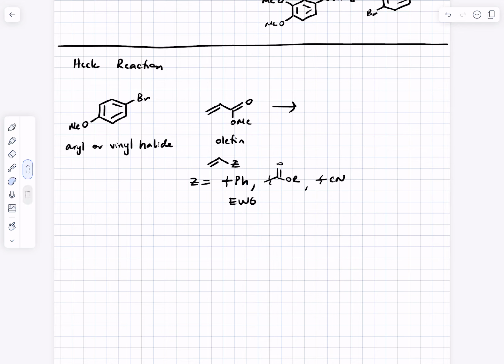And the product of the reaction is a coupling reaction between the less substituted carbon on the olefin and the aryl or vinyl carbon of the aryl halide. Like the Suzuki reaction, this is a coupling reaction between two sp2 hybridized carbons. Here is the new bond that is made. And interestingly, you get selectivity for a trans alkene when such is possible.